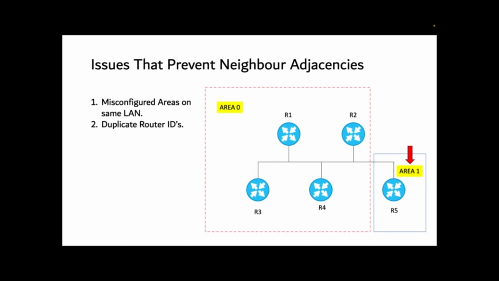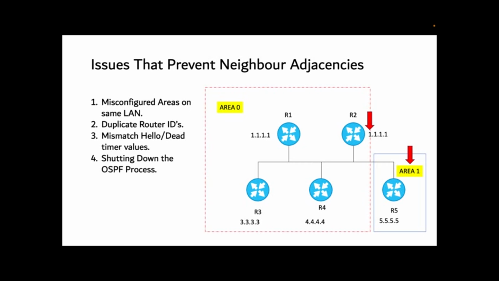Another issue that can prevent OSPF neighbor adjacency is duplicate router IDs. On each router you have a router ID. If you see on the router R2, instead of configuring 2.2.2.2, by mistake you configure 1.1.1.1, that will also prevent the OSPF neighbor relationship. Another important timer you need to make sure is matching is the hello and dead timer. If you have mismatched hello and dead timer values, then it can prevent OSPF neighbor adjacencies as well. And in case you have shut down the OSPF process on any router, it will never become a neighbor.